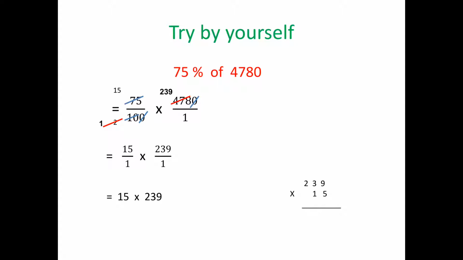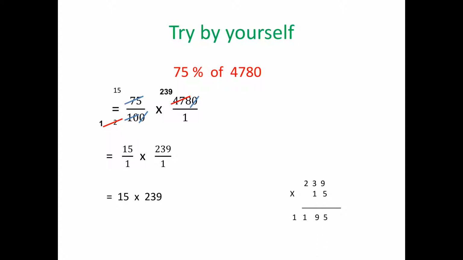239 times 15. Start with the units, which is the 5. You will do 5 times 9, 5 times 3, and 5 times 2. 5 times 9 will give you 45. So you will write 5 and carry up 4. 5 times 3 will give you 15. 15 and I have 4, it will be 19. So write 9 and carry up the 1. 5 times 2 is 10, and I have 1 in the carry up, so it will be 11.